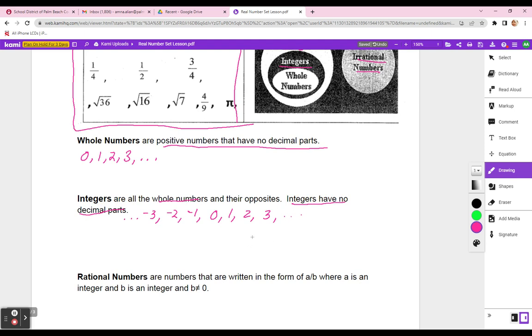So if I asked you if 7.5 is an integer, your answer should be no, because you see how it's 7.5. This is a decimal part, so this is not an integer. However, if I just said 7, that would be an integer. Okay, no decimal parts. Integers have no decimal parts.